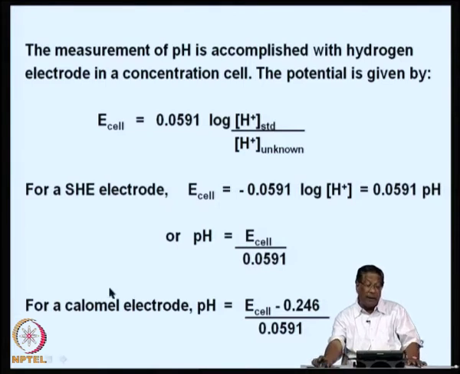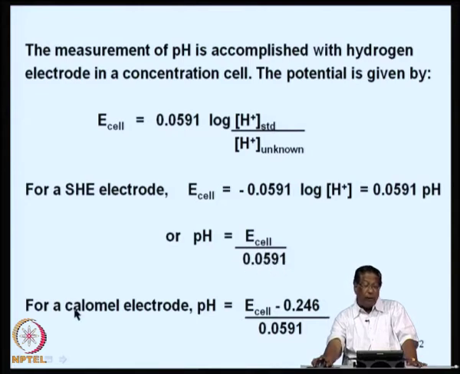So, for a standard hydrogen electrode, E cell is nothing but minus 0.0591 log of H plus divided by oxidant divided by the reductant. Reductant activity is 1, so log of it is 0. So, minus 0.0591 times negative log of H plus, which is pH. So, I am going to get 0.0591 pH, or pH is nothing but actual EMF divided by 0.0591, that is the RT by NF value.